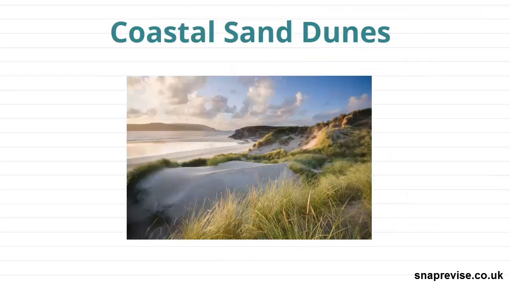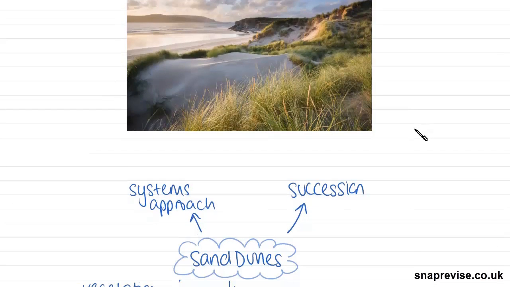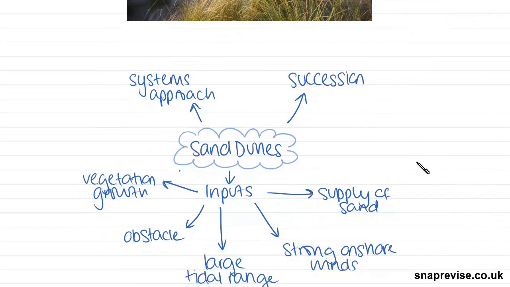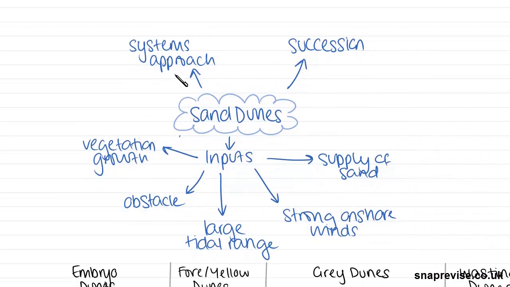So now we're going to look at our first example of a coastal landform that changes over time. And these are coastal sand dunes, and you can see them in this photograph here. And coastal sand dunes take part in a process called succession, which can be looked at as a system, and we learned about systems in our first videos. So they have inputs, processes, and outputs. And sand dune succession is called psammosere succession.